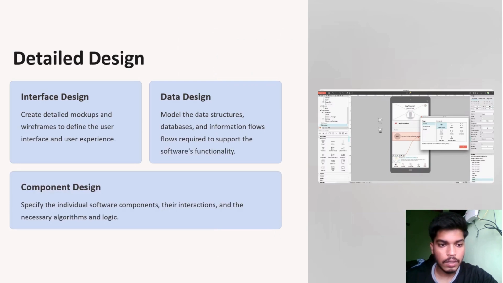Next one is detailed design. Detailed design, it consists of three phases: interface design, data design, and component design. Interface design: create detailed mockups and wireframes to define the user interface and user experience. Data design: model the data structures, databases, and information flows required to support the software's functionality. Component design: specify the individual software components, their interactions, and the necessary algorithms and logic.